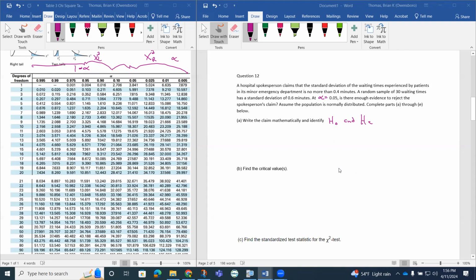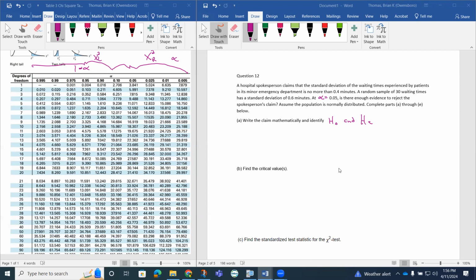So we have a hospital spokesperson who claims that the standard deviation of the waiting times experienced by patients in its minor emergency department is no more than 0.4 minutes. A random sample of 30 waiting times has a standard deviation of 0.6 minutes. At a level of significance of 5%, is there enough evidence to reject the spokesperson's claim? Assume the population is normally distributed. Complete parts A through E below.